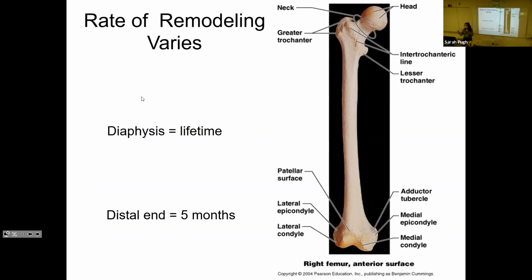The distal epiphyses, this one down here at the bottom, that makes up your knee joint, right? That one gets remodeled, so it gets broken down and built back up essentially every 5 to 6 months. Why? Why are you constantly breaking down and building that back up? You're constantly moving. Yeah, wear and tear. So through wear and tear, your body is going to break that distal epiphyses down, build it back up.